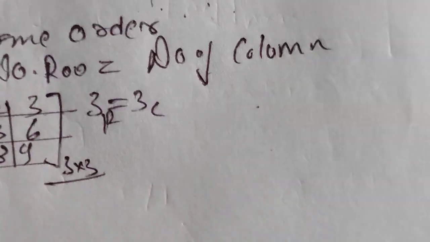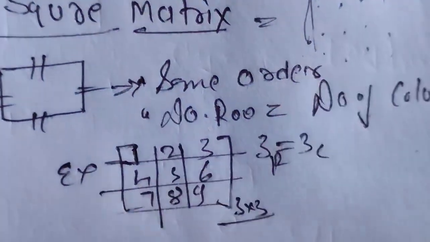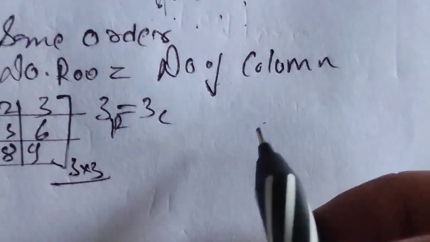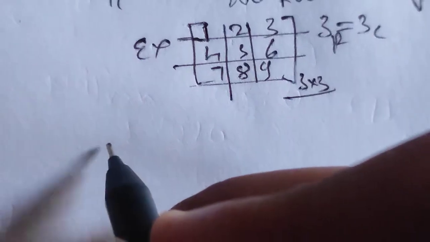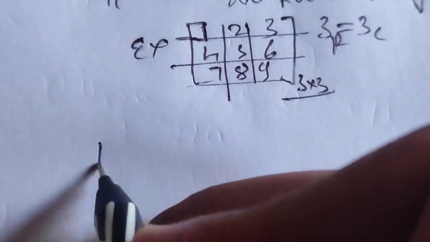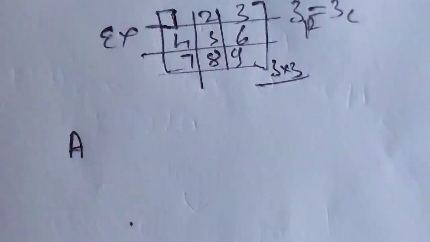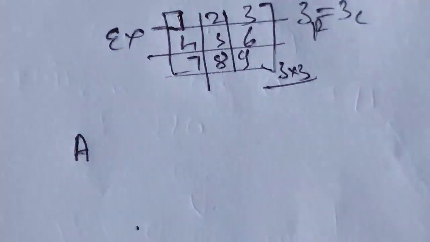So now let's look at the definition. The overall definition is that the order is the same: the number of rows is equal to the number of columns. Now we talk about the definition in mathematical terms. Let's say, for example, A is a matrix. We denote any matrix with a capital letter and its elements with small English letters.